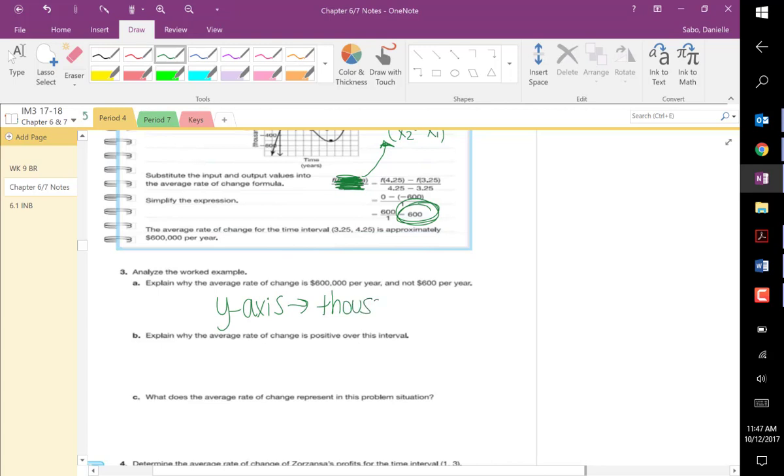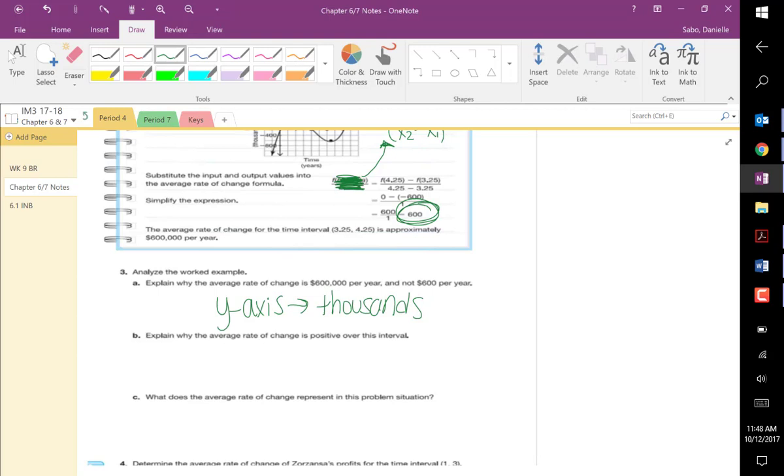That's why. And I don't know if they did it on this SAT, but I've seen it before where they would give you the answer of 600 and then they would give you an answer of 600,000 because they want to make sure that you're reading the graph. So make sure that you're understanding that's why it's 600,000.